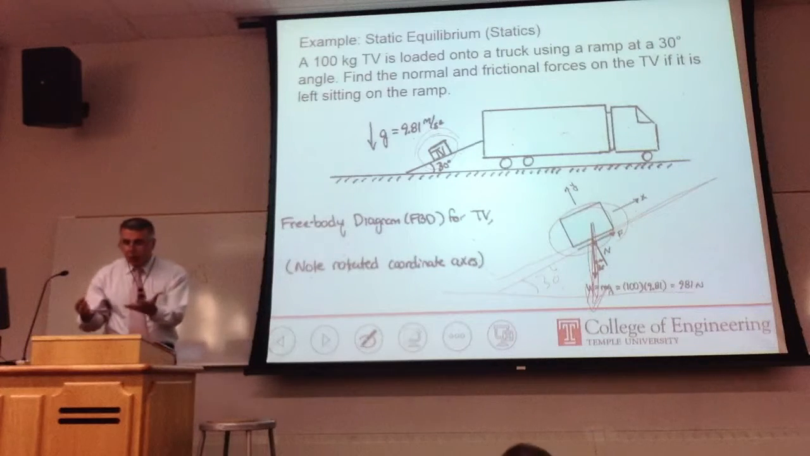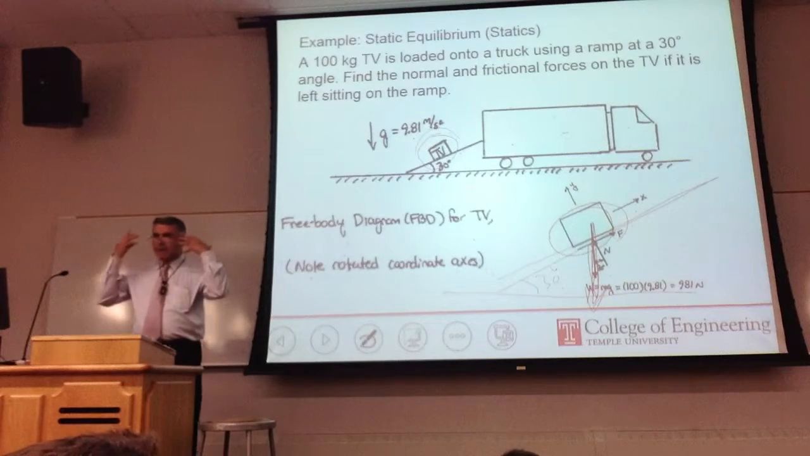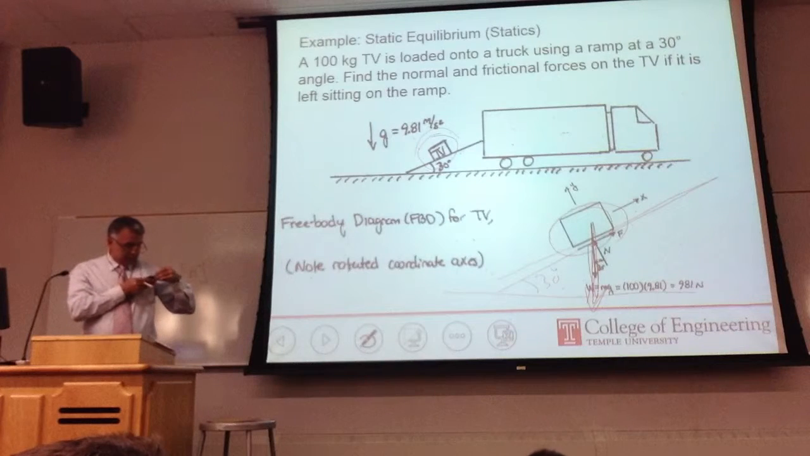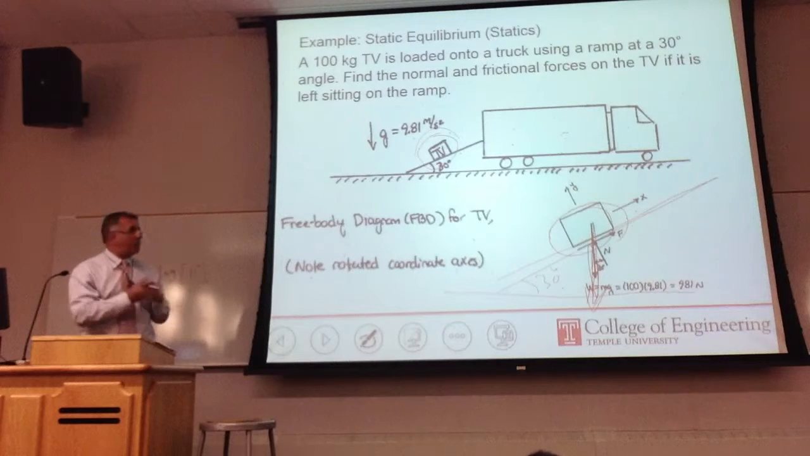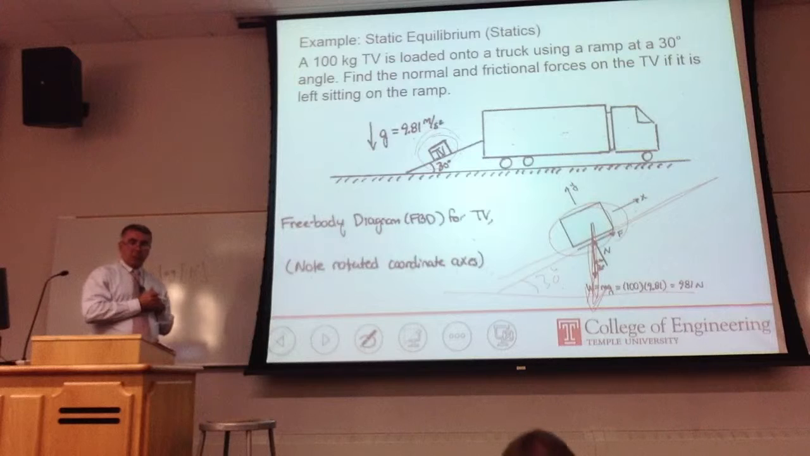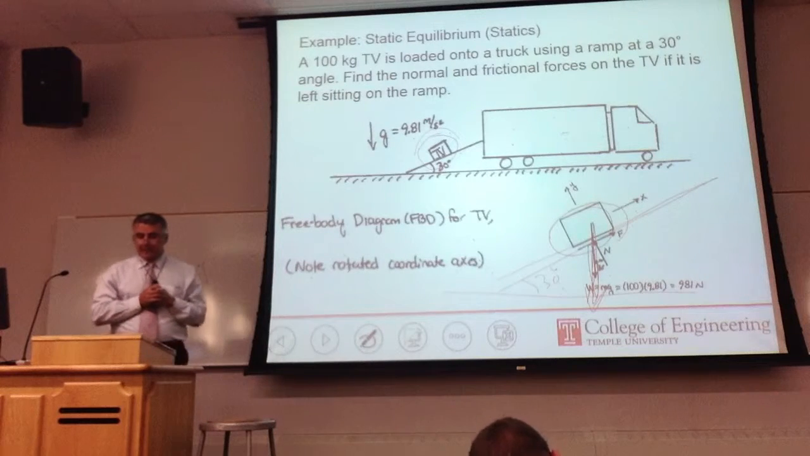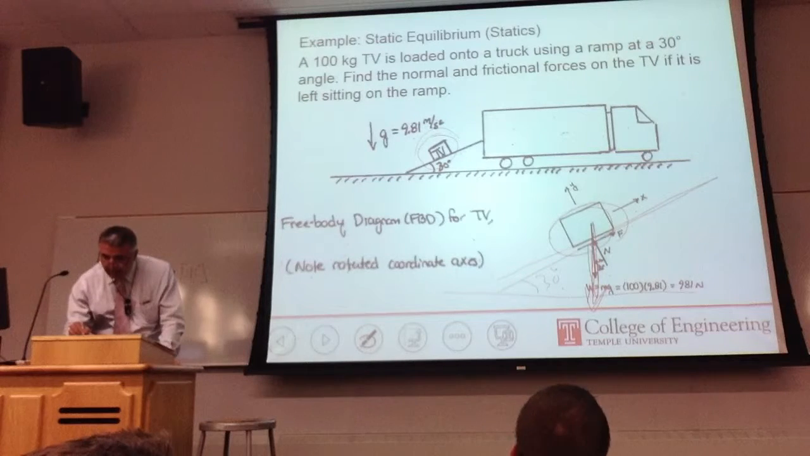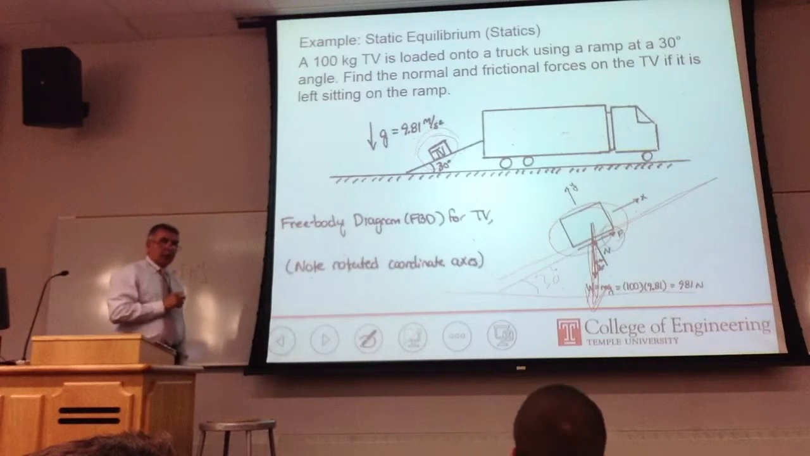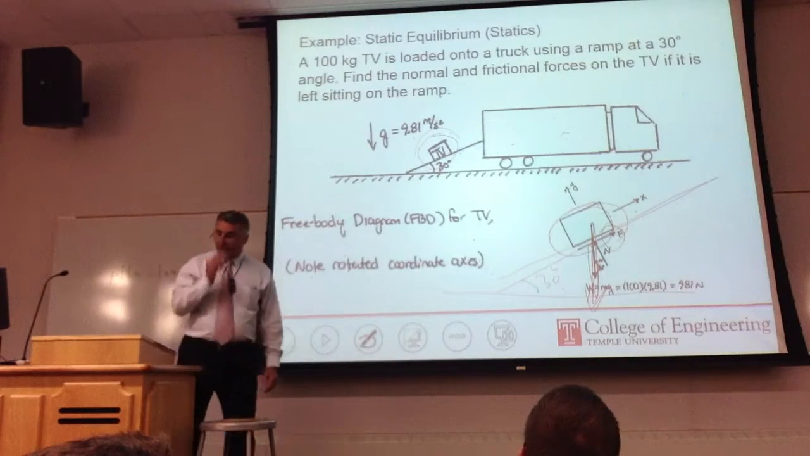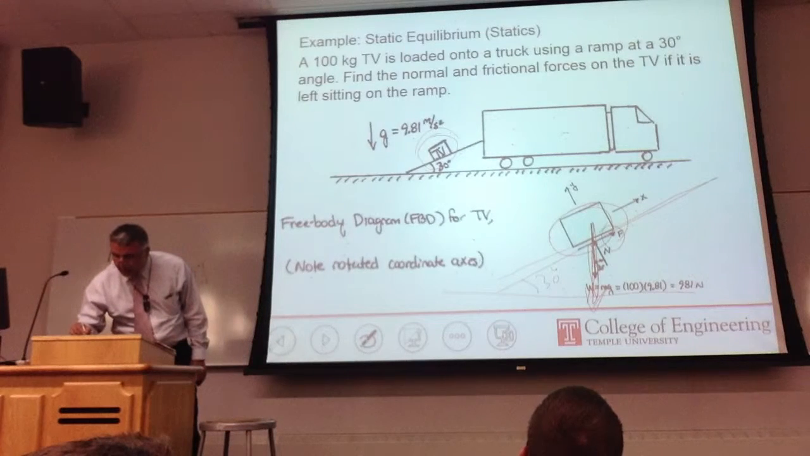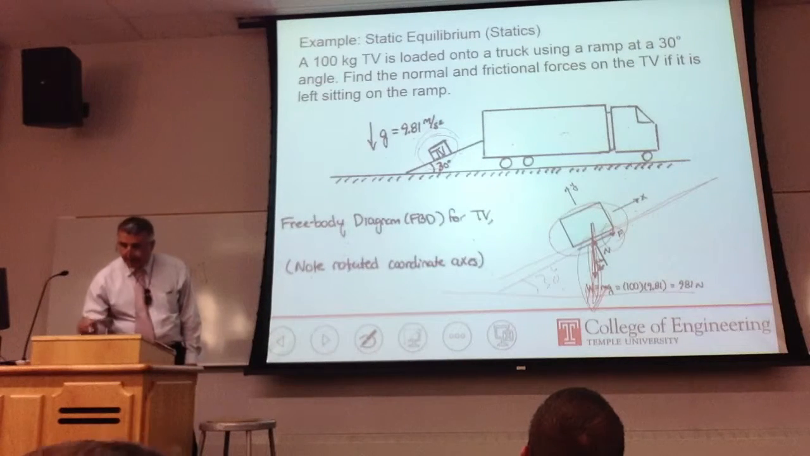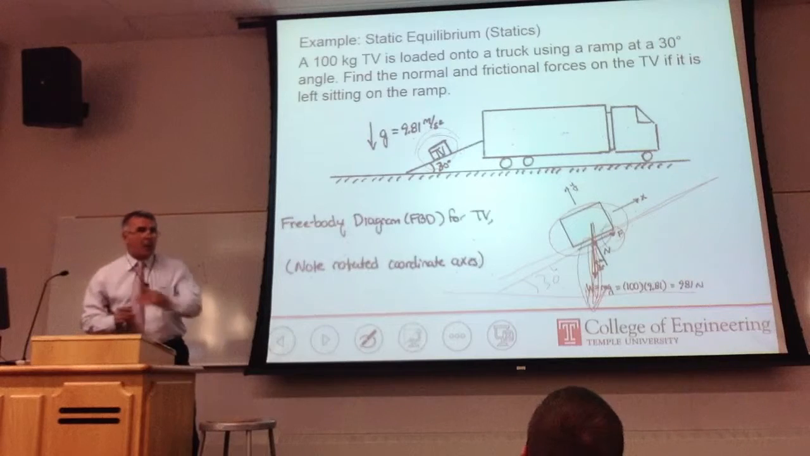So now I want to use my vector analogy and show the forces. What kind of forces do I have? I have a friction force. Yes. I have the gravitational force, which is this weight, right? But the friction force is going that way. Why is it going that way?